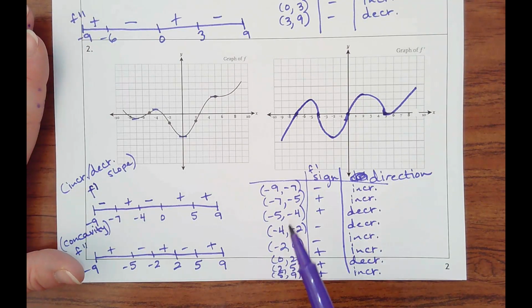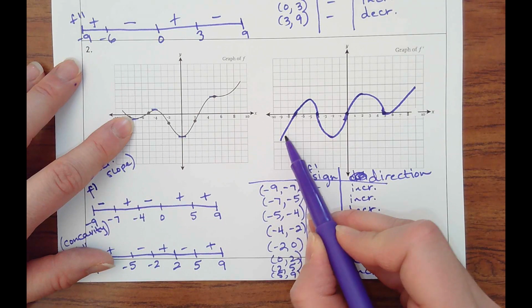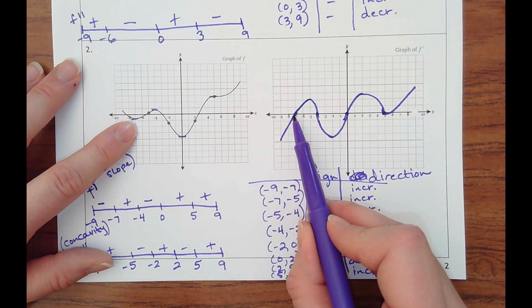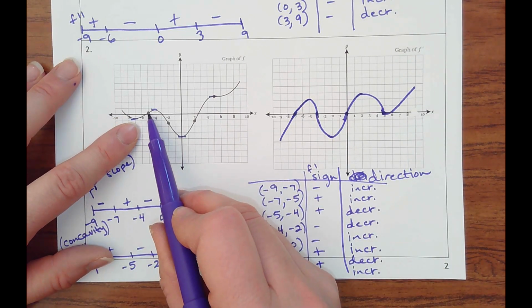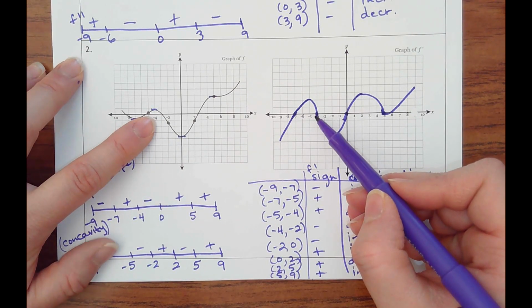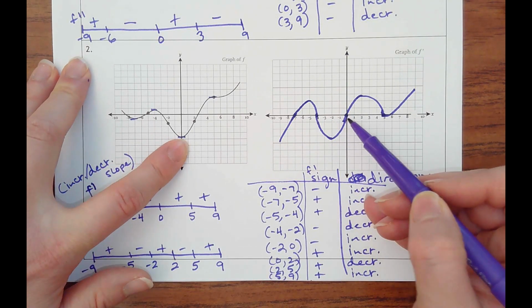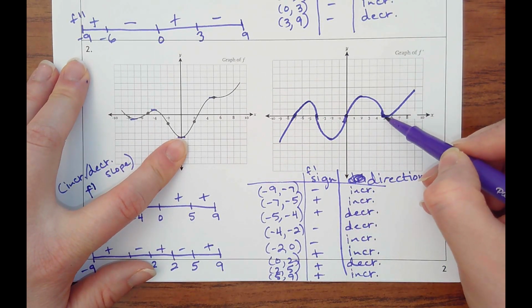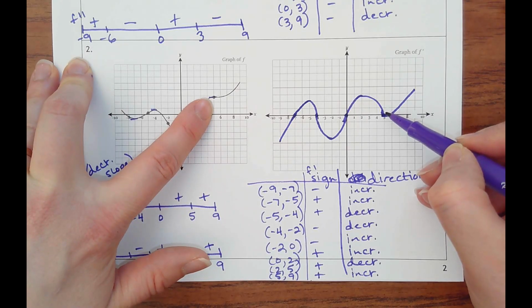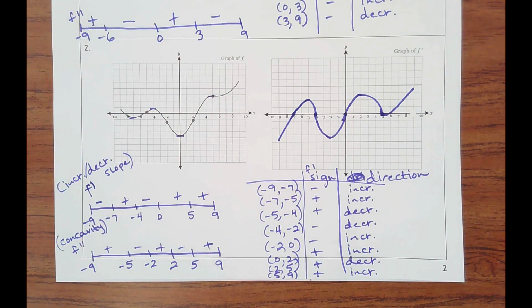So what's happening is I've got all my slopes where they were decreasing, they're in the negatives. Where they're 0, they cross through the x-axis. Where my slopes are increasing, I'm positives. Slope is 0, I'm decreasing, slope is 0. I'm increasing, slope is 0. And then I'm increasing some more. So hopefully that all makes sense. Just takes some practice.